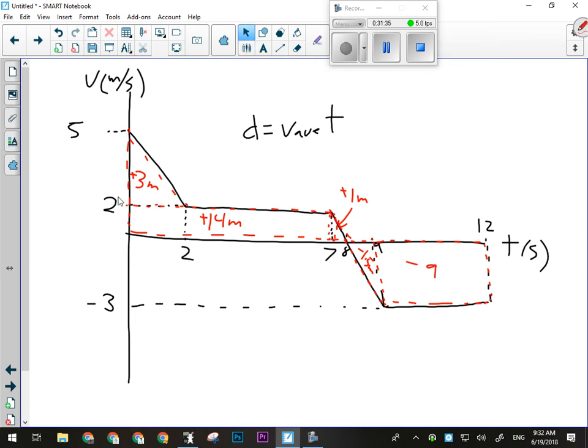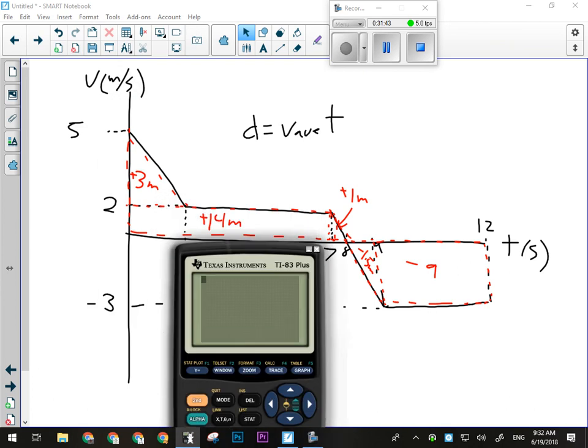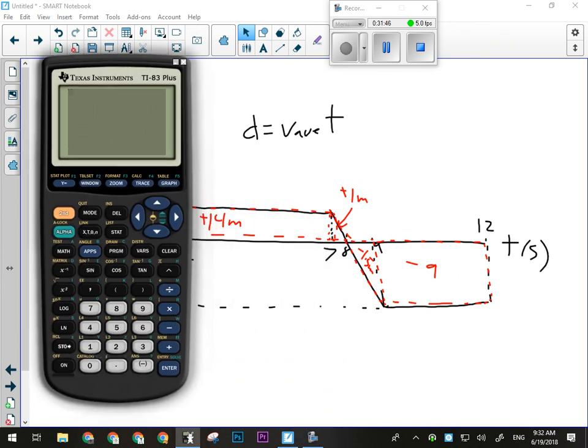So once we have those numbers, then we just put them all together. We have 3 plus 14 plus 1 minus 1.5 minus 9. So our total displacement is going to be positive 7.5 meters.